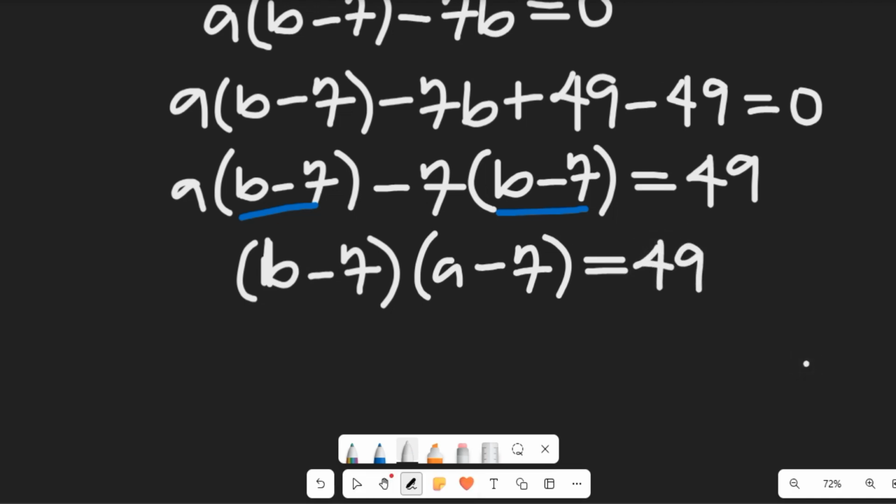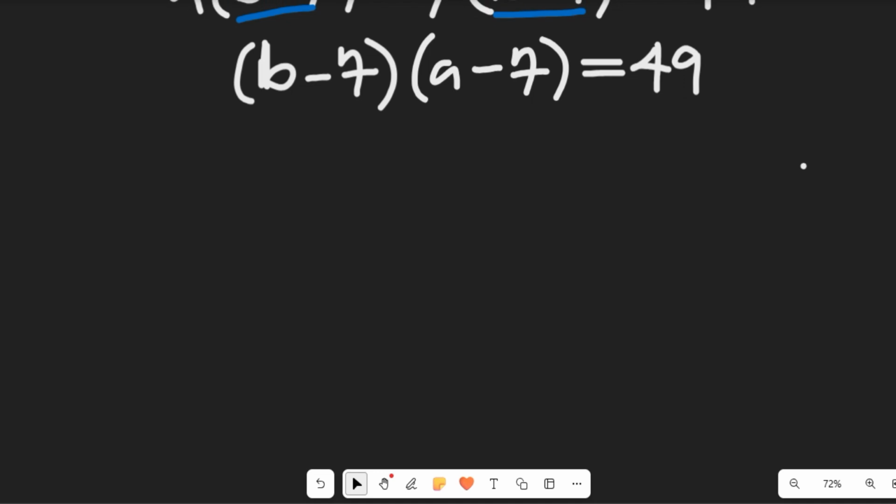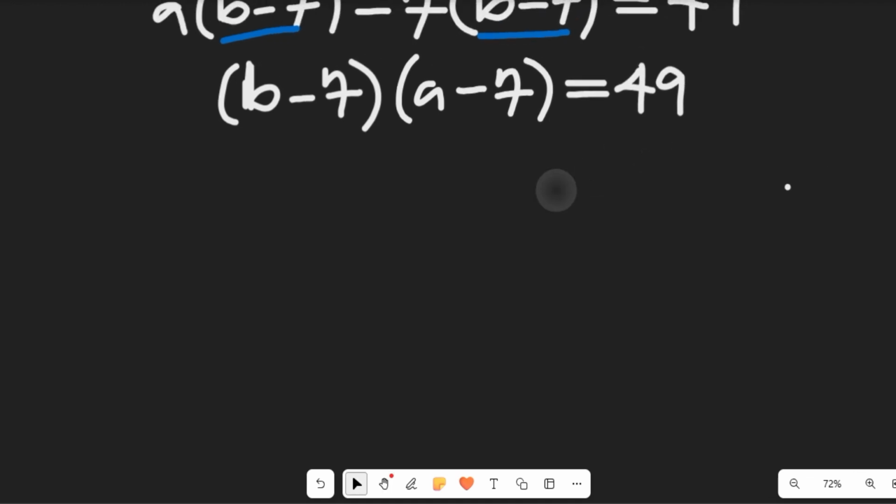Now, this expression can easily be simplified because I can equate both sides with whatever I'm going to get on the right hand side. Now, I have two factors, b minus 7 and a minus 7, and this can be equal to two expressions.